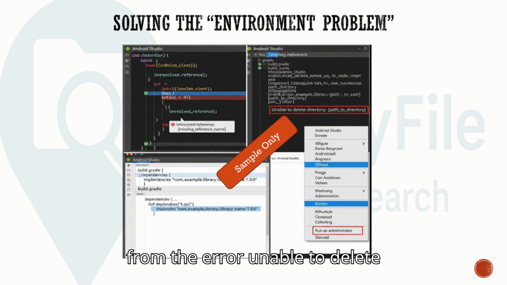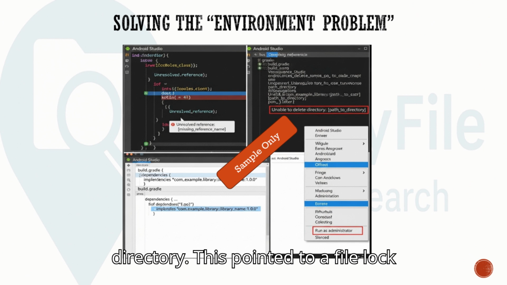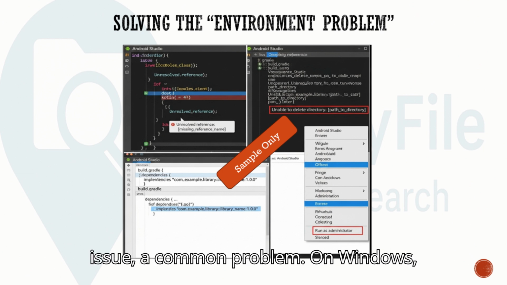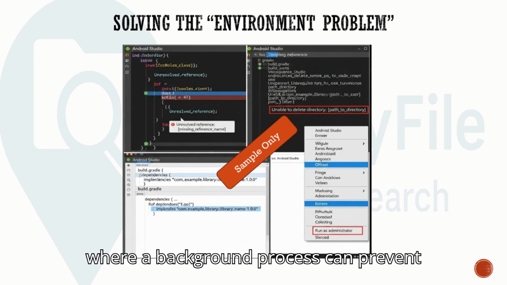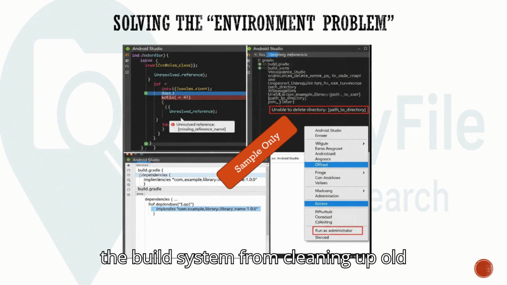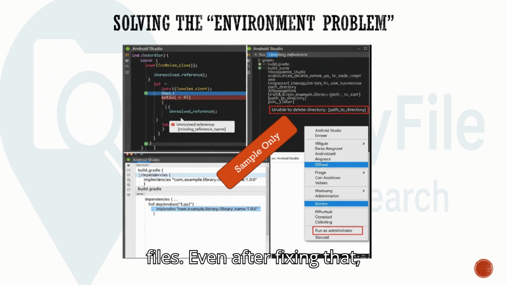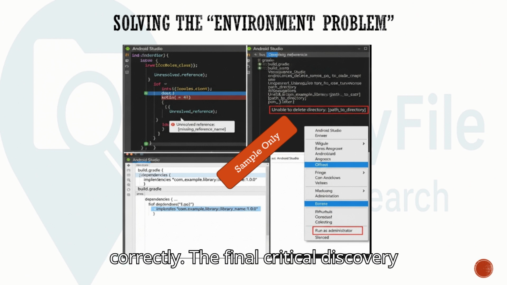The clue came from the error "unable to delete directory." This pointed to a file lock issue, a common problem on Windows, where a background process can prevent the build system from cleaning up old files. Even after fixing that, some dependencies still wouldn't download correctly.